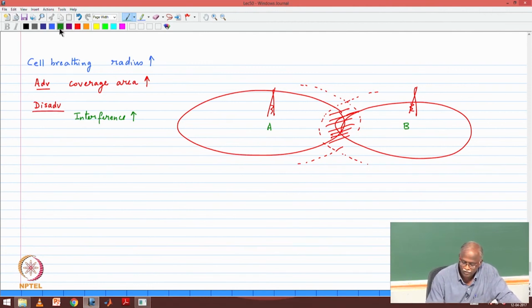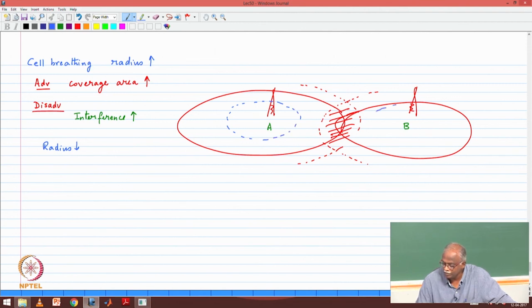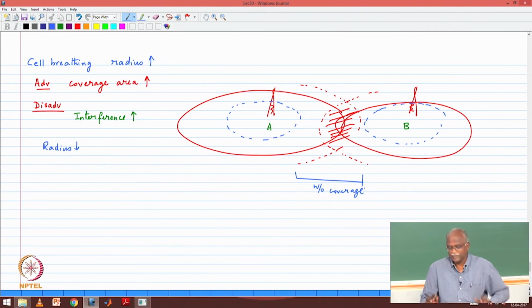Now, what is the drawback if the radius decreases? Is there a drawback or nothing? If the radius has decreased because of heavy load on both cells, then it is possible that you now have created a region without coverage. So basically there is a region without coverage. So cell breathing is not a trivial thing. We just have to be very, very careful how we handle that. Another indirect impact of cell breathing: is there any link between cell breathing and soft handoff?